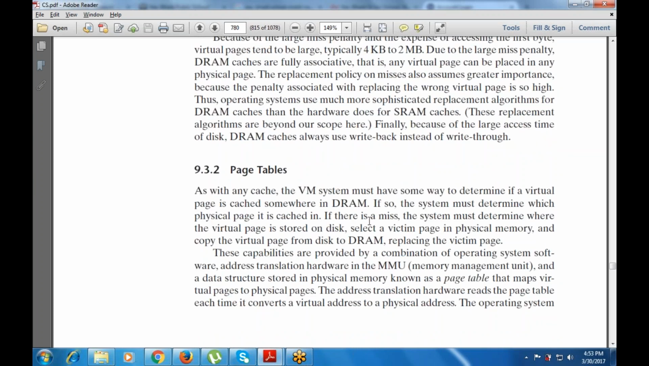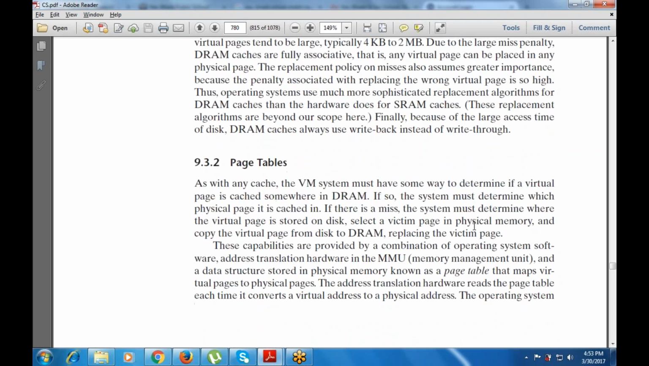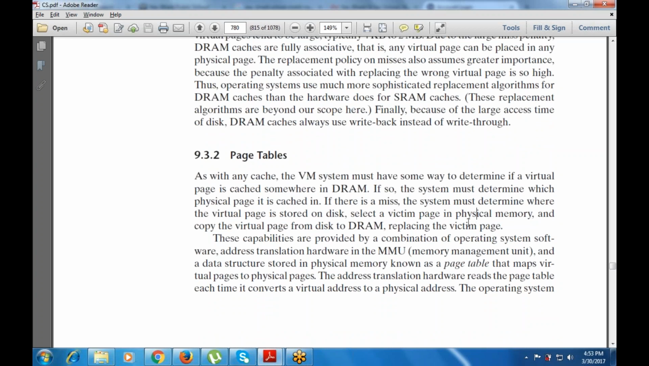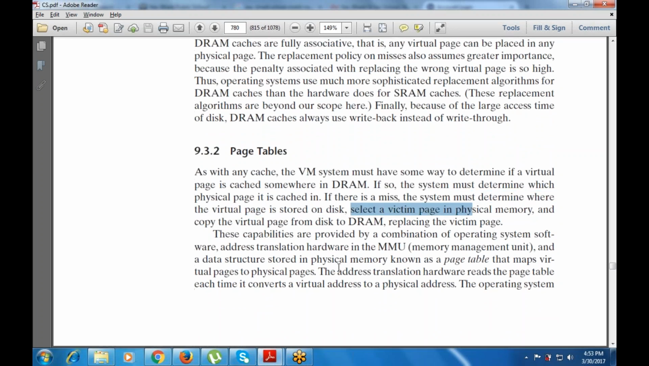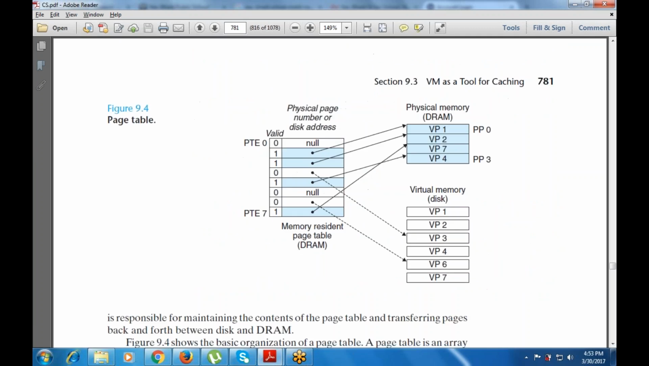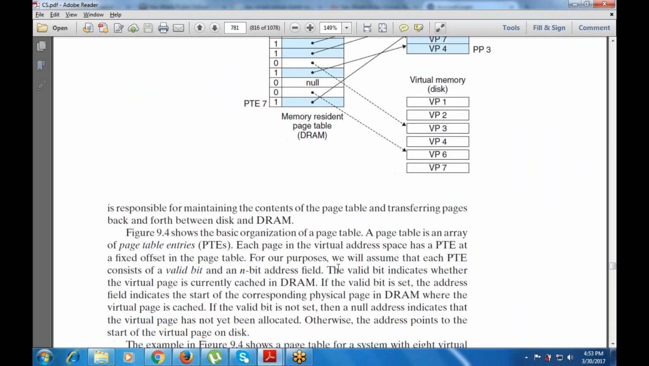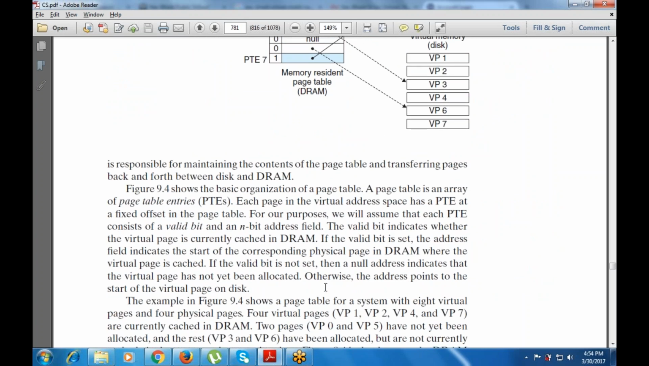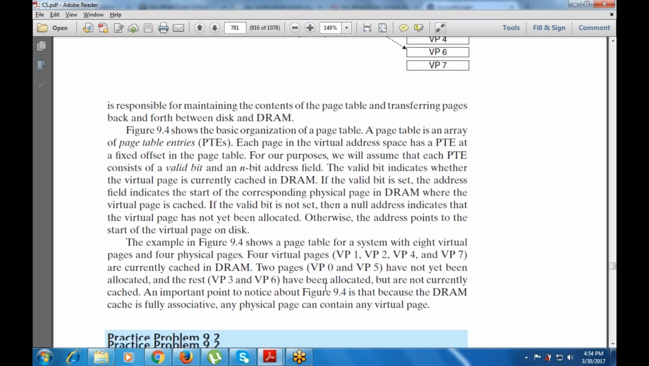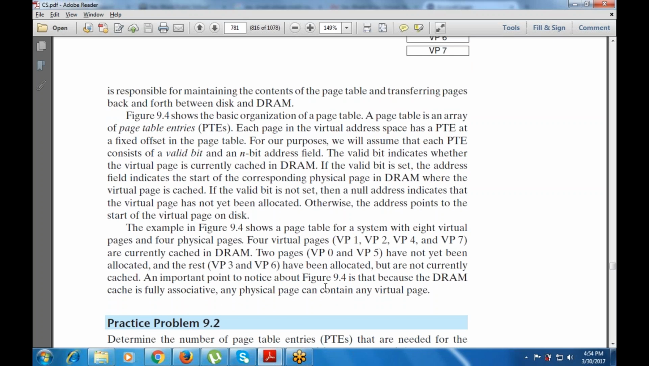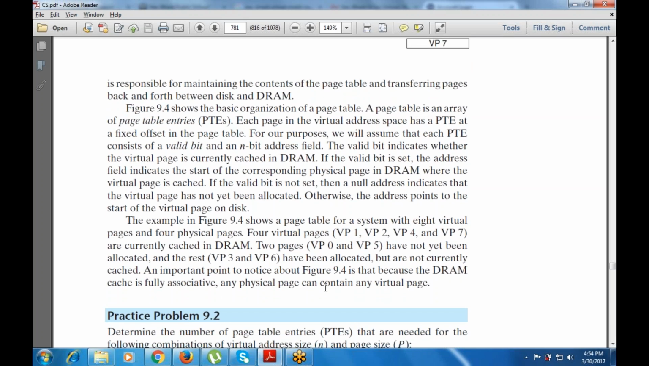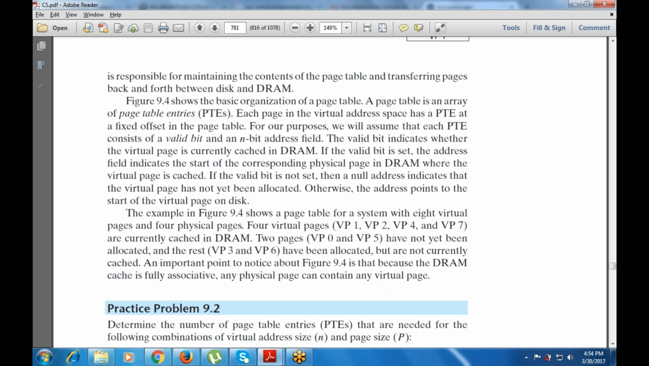Then the page table is a way to determine if a virtual page is cached somewhere in the DRAM. If so, the system must determine which physical page it is cached in. If there is a miss, the system must determine where the virtual page is stored on the disk, select a victim page in the physical memory, and copy the virtual page from the disk to the DRAM. This is done using the page table entries, also known as PTEs, each with a valid bit. If the valid bit is set to 0, the address field indicates the start of the corresponding physical page in the DRAM where the virtual page is cached.